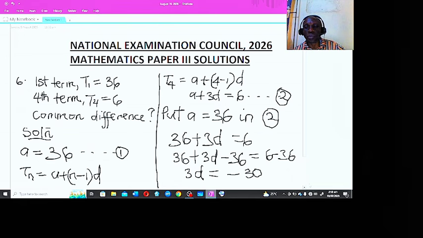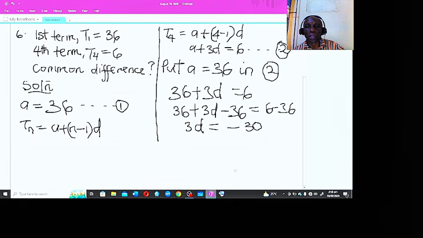That's what we have. The coefficient of d here is 3, so we shall divide both sides by that 3. Do the same thing this other way, negative 30 divided by 3. So the 3 here would cancel itself off, and 3 is a factor of 30. That should give us negative 10. What that tells us is that the common difference d equals negative 10.